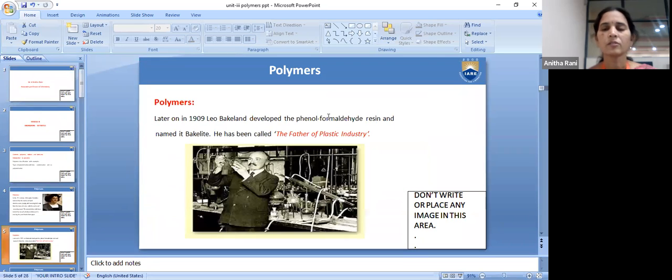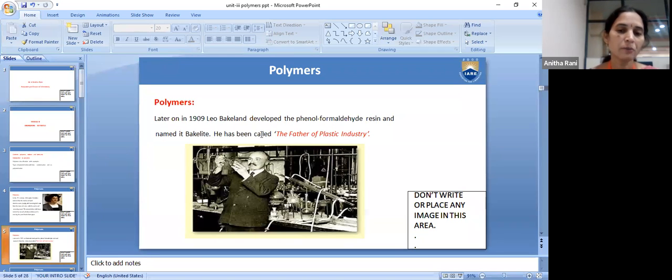Yes, okay. Now this Bakelite polymer is prepared by taking the chemicals phenol and formaldehyde. So the scientist used two chemicals, phenol and formaldehyde, and prepared Bakelite. So he has been called the father of the plastic industry.